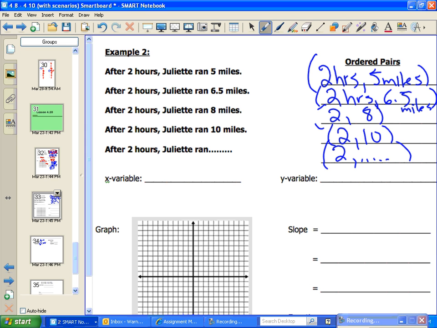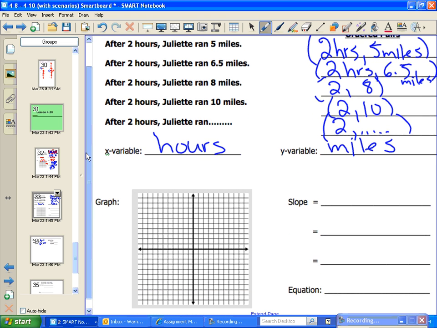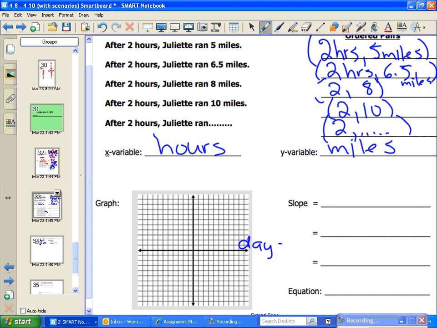Why it's not possible. Okay, in the problem, what do the x and y variables represent? Good, hours and miles. If we froze time, yes, but time never stops. Okay, go ahead and plot the points. Right 2, up 5. Right 2, up 6.5. Up 8, up 10. Tara, what kind of line is it making? A vertical line, very good.